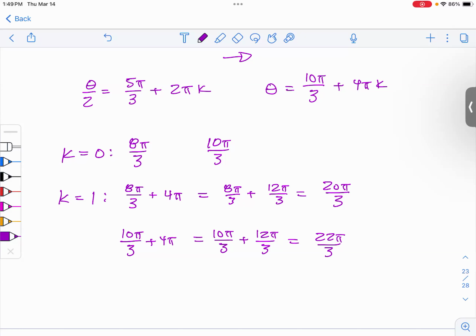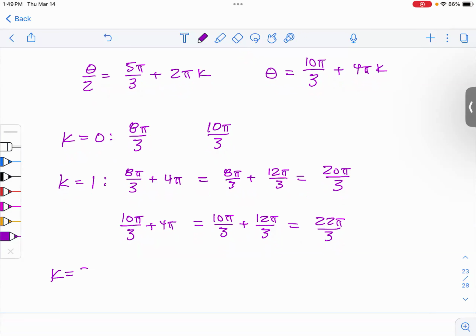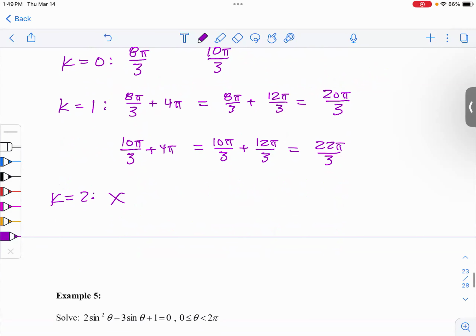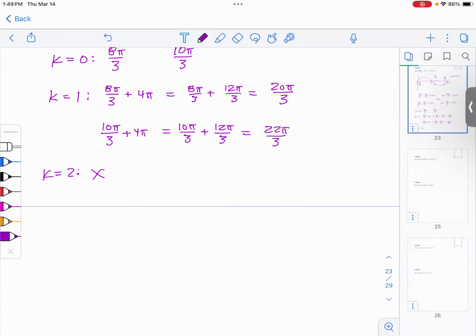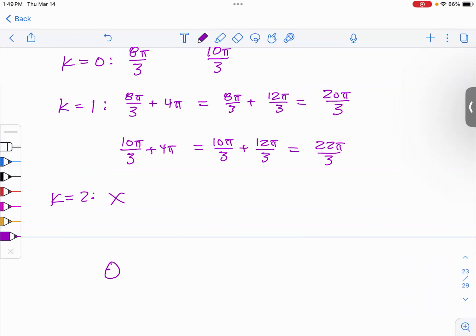You could always test the other one and double check the fraction. It's easy to do in your calculator, but I already know I'm almost at 8 pi, which means the next solution, k equals 2, won't work. And so theta equals 8 pi over 3, 10 pi over 3, 20 pi over 3, and 22 pi over 3.